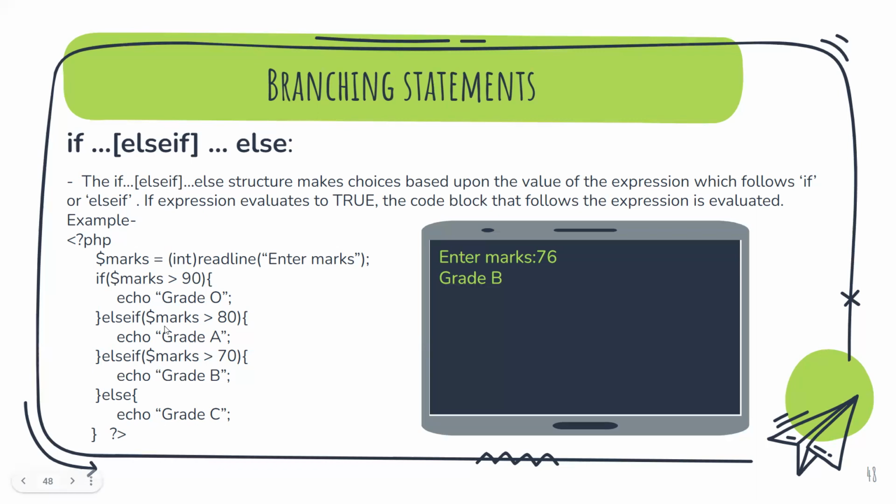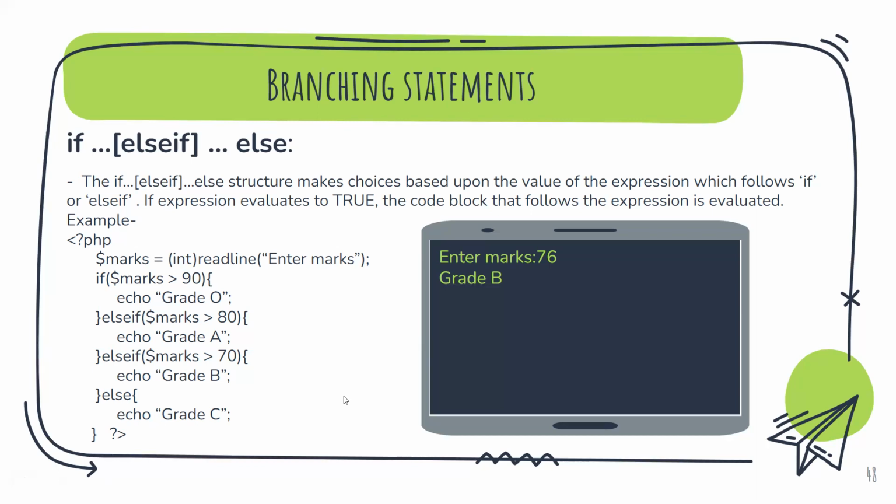Now, is 76 greater than 80? No, it's false. So I'll go to the next condition. Is 76 greater than 70? Yes. So I'll go to that particular block and execute all the instructions present in that block. In this case, there's just one statement, grade B. So that will be printed to the output screen.